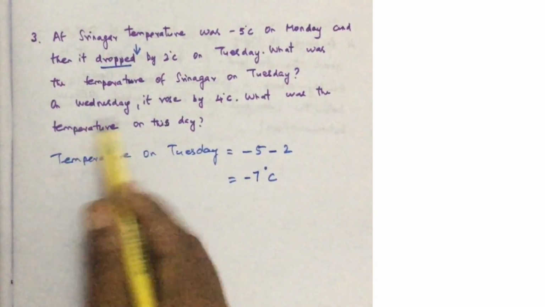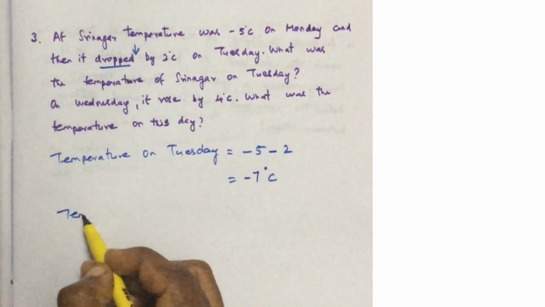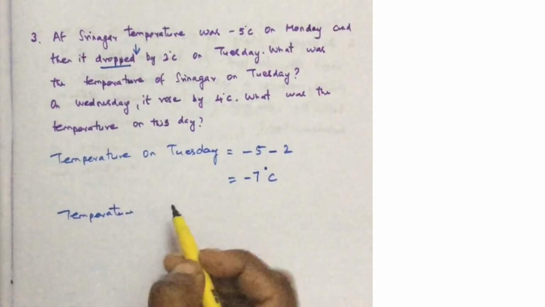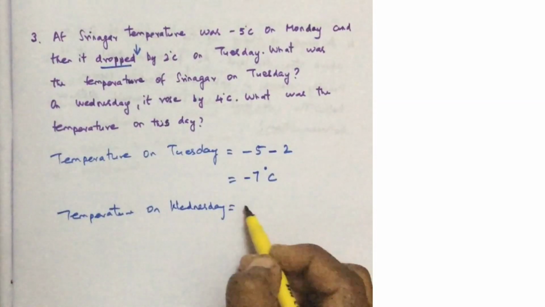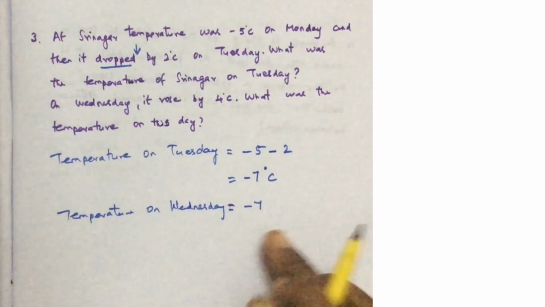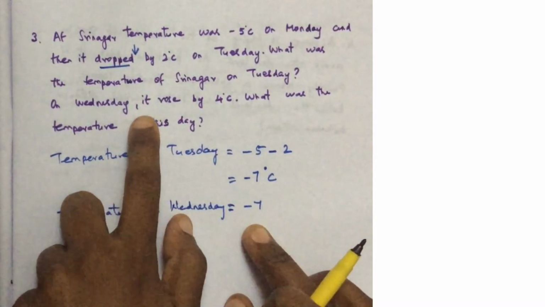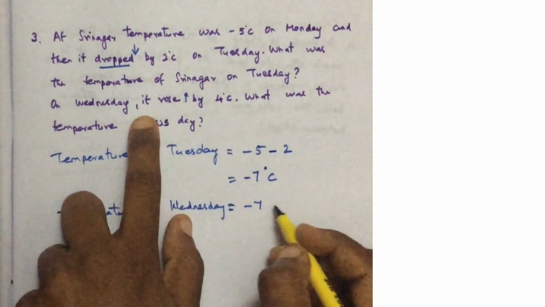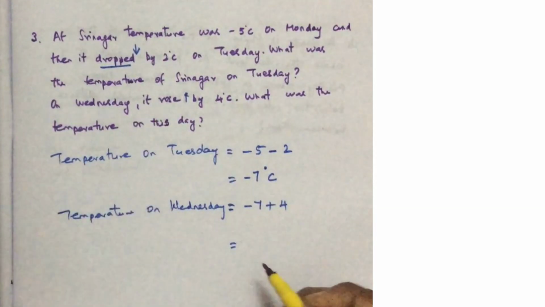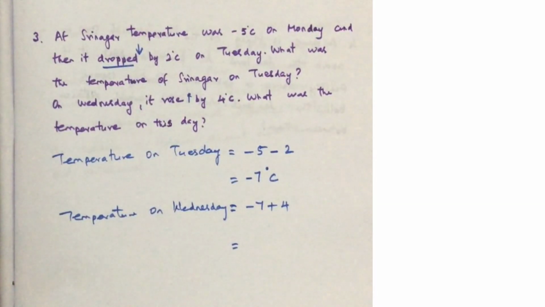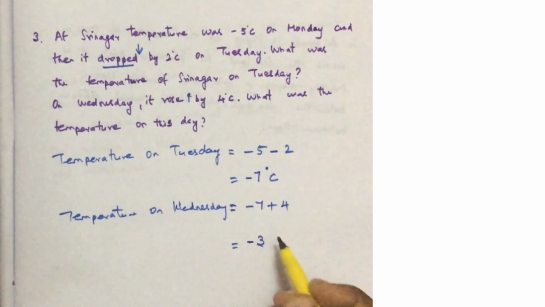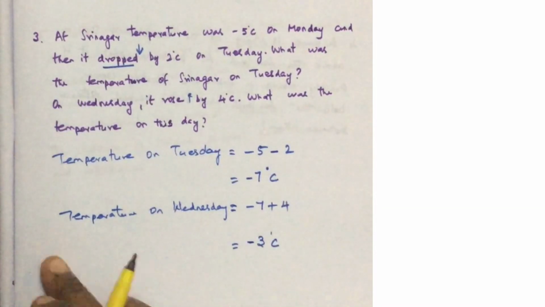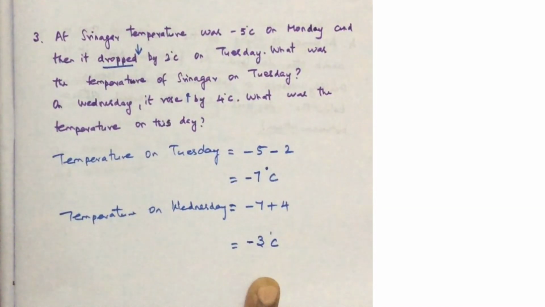Now on Wednesday it rose by 4 degrees. So the temperature on Wednesday: Tuesday it was minus 7. From minus 7 it rose, which means it increased, so you have to add plus 4. When the symbols are different you have to subtract. So 7 minus 4 is 3, and the greater number is 7, so it is minus 3 degrees Celsius. So the temperature on Wednesday is minus 3 degrees Celsius. This is the way you have to solve.